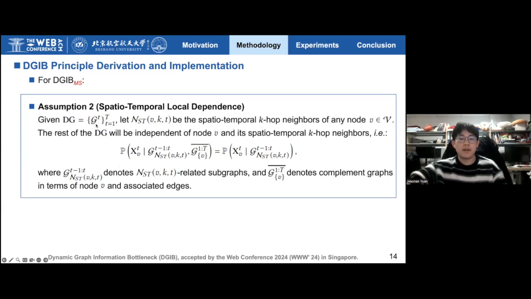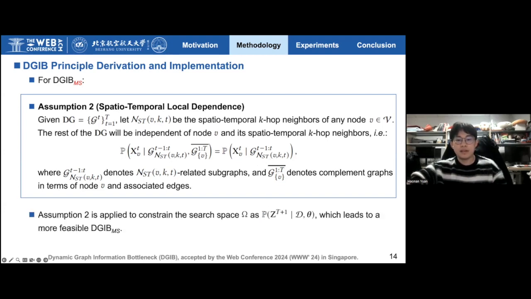So in short, for a given dynamic graph, if any node V is specified, the embedding of this node is only related to the k-hop neighbors of the node at the current time t and the k-hop neighbors at the previous time, and is completely irrelevant to the other parts of this dynamic graph. This assumption is applied to constrain the search space omega as P, which leads to a more feasible DGIB-MS channel.